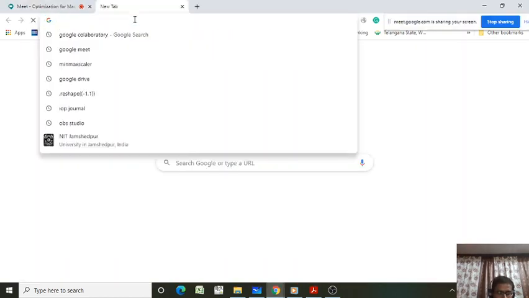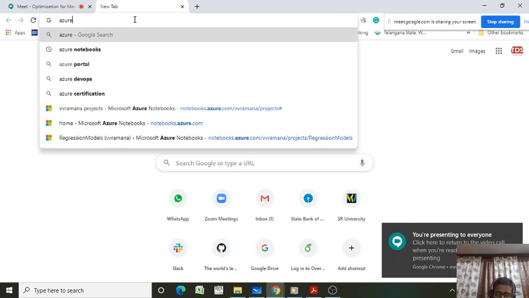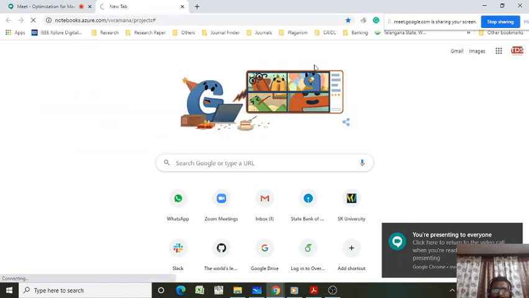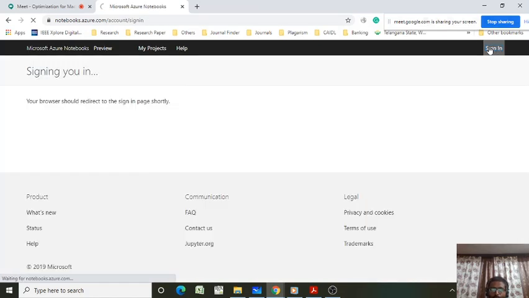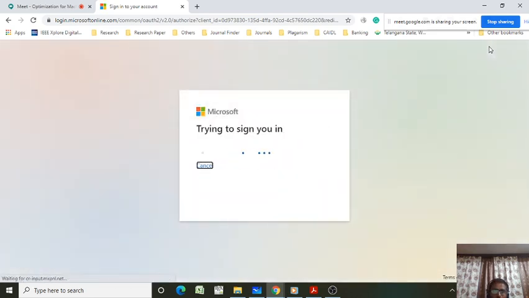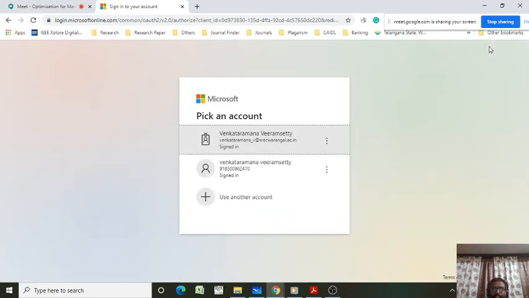Give me time. Similar to Google Colab, there is a Microsoft cloud service called Azure Notebook. Microsoft Azure Notebook. So you can use Microsoft Azure Notebook also instead of Google Colab. Of course, you have to create a Microsoft account for that, because most of the participants have a Gmail account, so I tried with Google Colab.